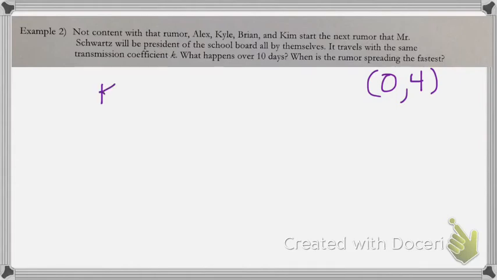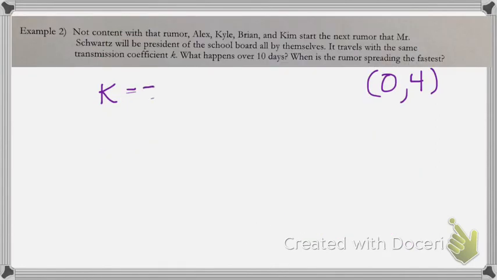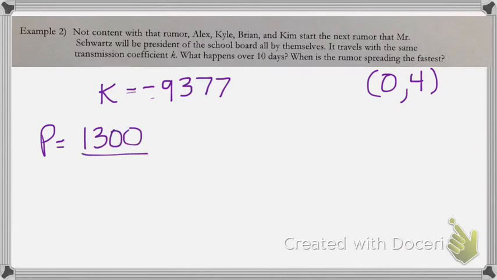That means that K is still the same value, which is the negative 0.9377. Normally you'd have to find that K. What happens over the 10 days? When's the rumor spreading the fastest? So the difference is when we set up this equation, the A changes. I already know the K.